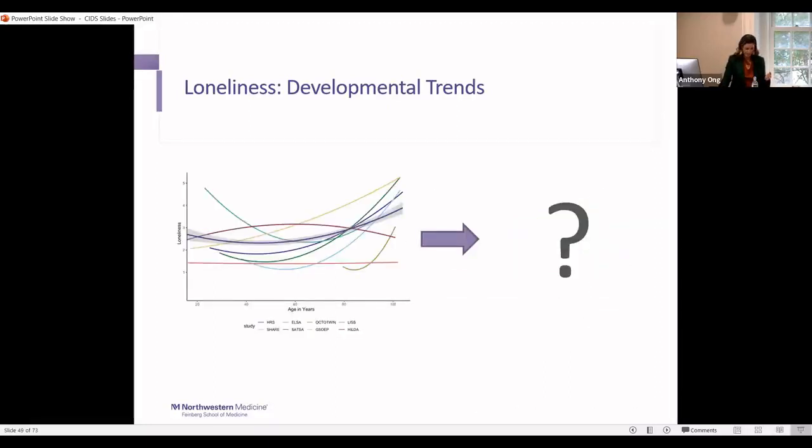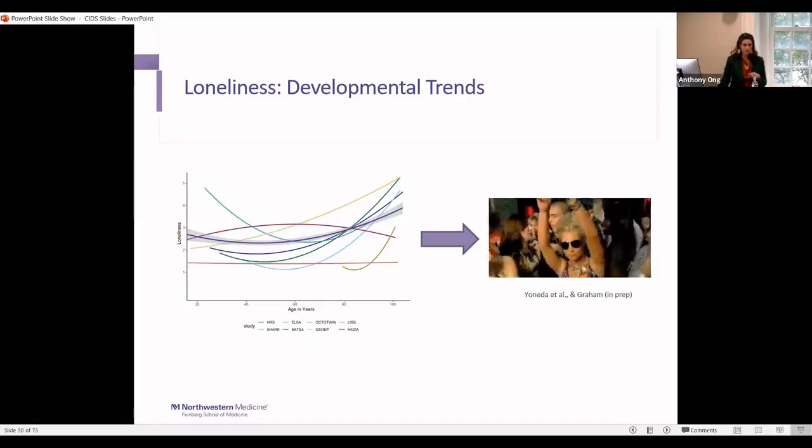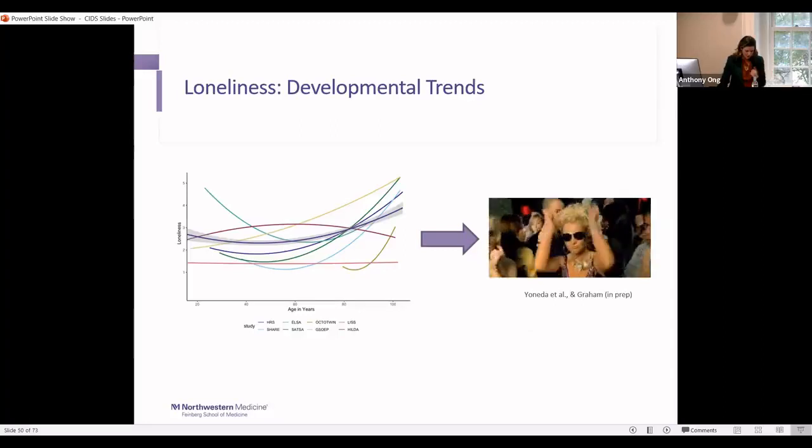So one of the next steps we'll be doing is examining whether the observed increases or changes in loneliness predict downstream health and mortality. So stay tuned. Yes. Is my loneliness killing me? We dubbed this the Britney Spears project.